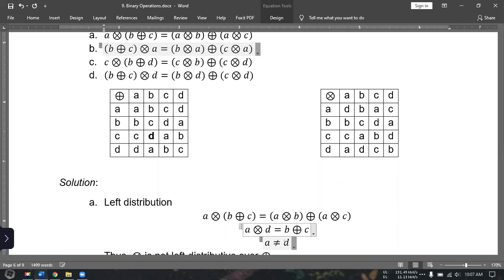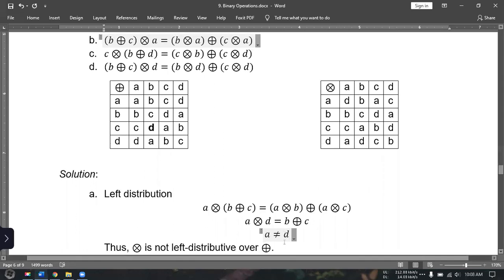Since the left and the right side are not equivalent, we can say that multiplication is not left distributive over addition.